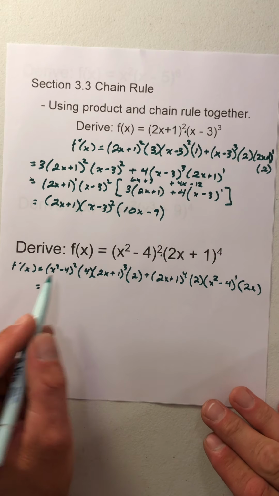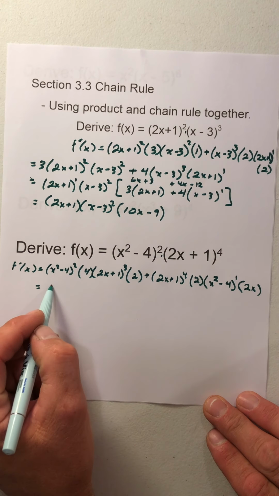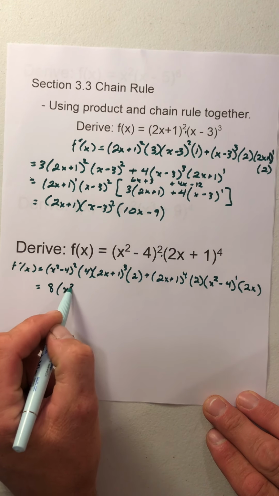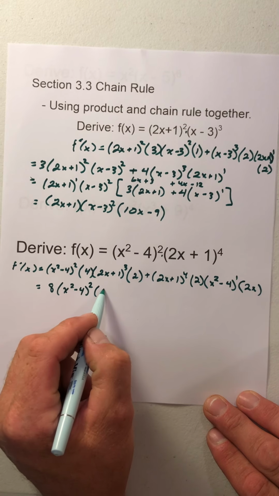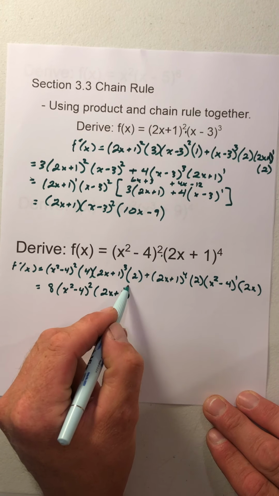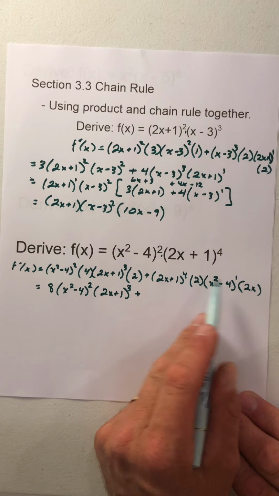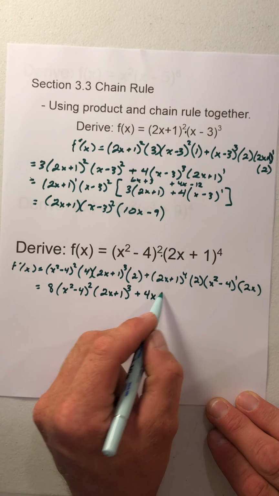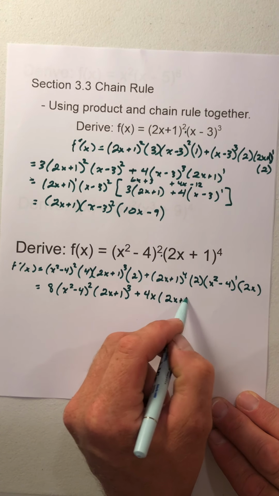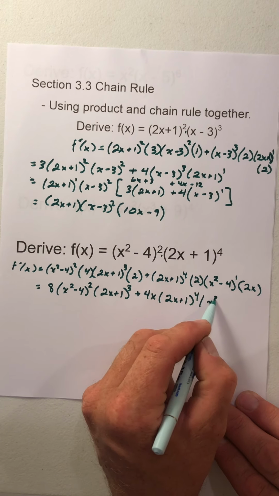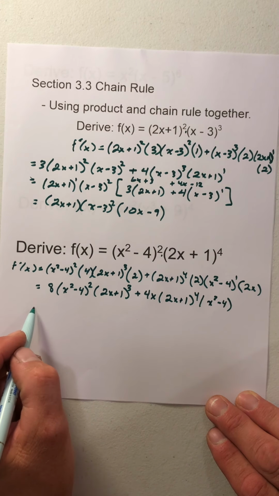Again, we can go ahead and clean this up a little bit. We multiply the 4 and the 2, gives us an 8, x squared minus 4 squared, and (2x plus 1) to the third. To that we're adding, we have 2 and 2x gives us 4x, and (2x plus 1) to the fourth, and (x squared minus 4) to the first.